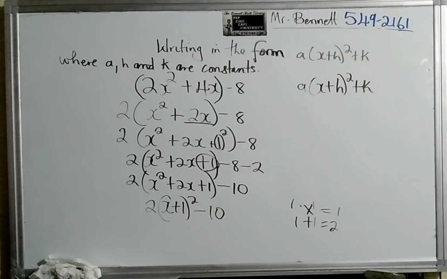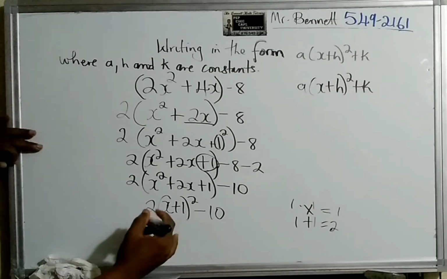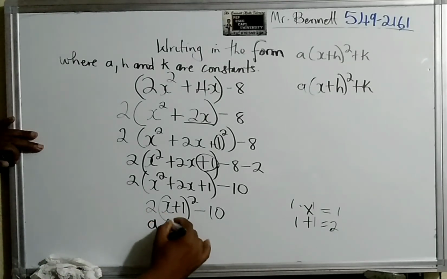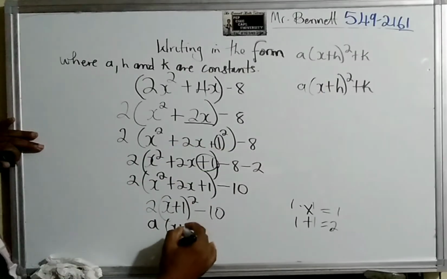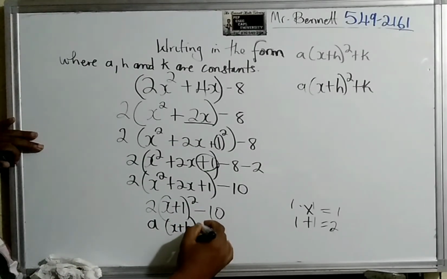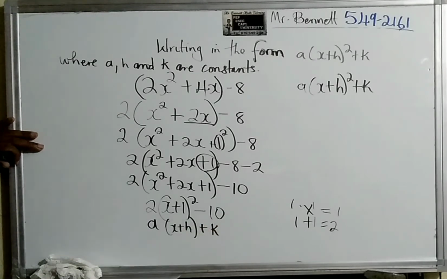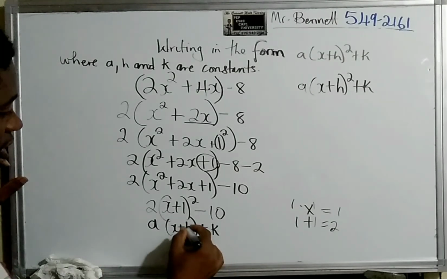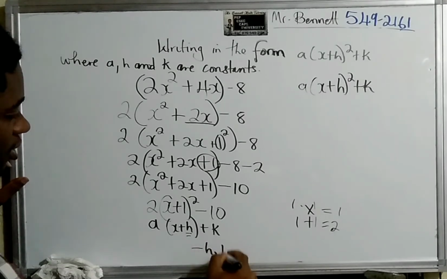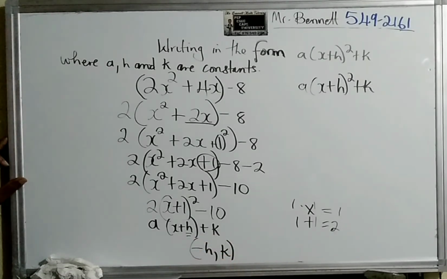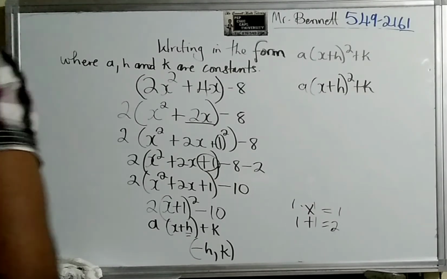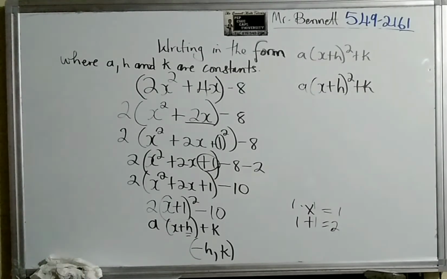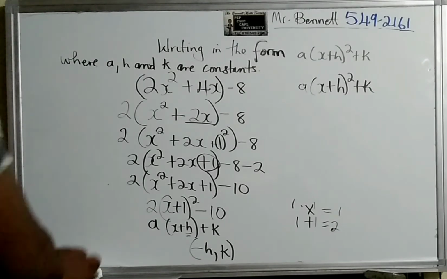So that is in the form a(x plus h) squared plus k. Here this is a, this would be h, and this would be k. So if we were asked to find the maximum and minimum turning point, we would take the negative of h and k. I'll be doing a video on the maximum and the minimum turning point. Alright guys? Let us do another one.